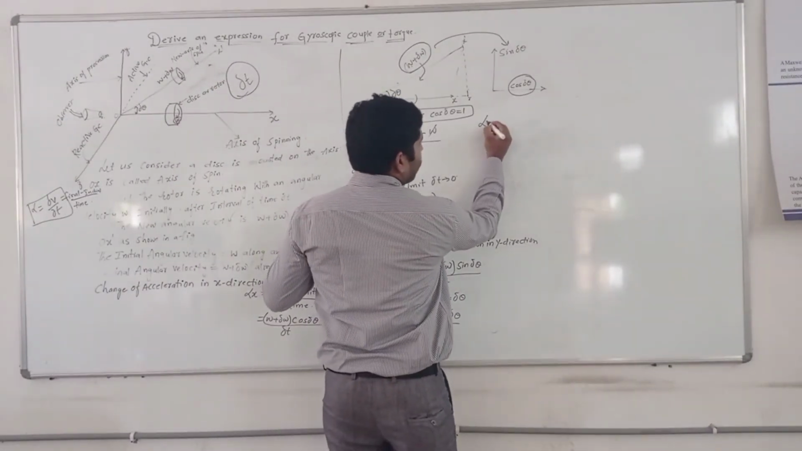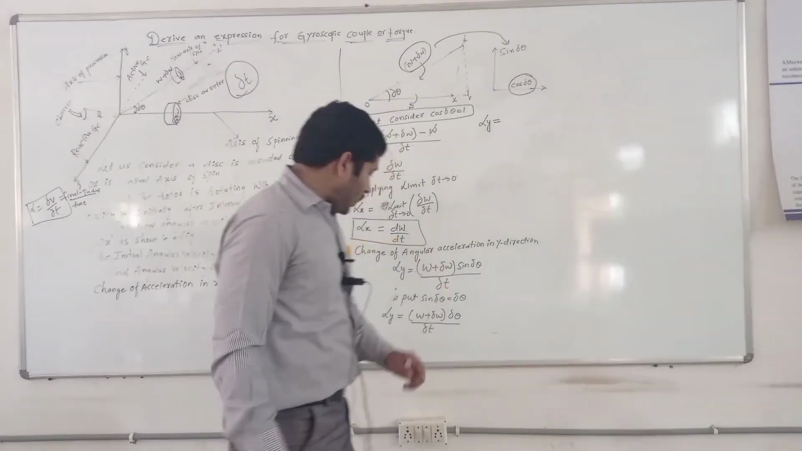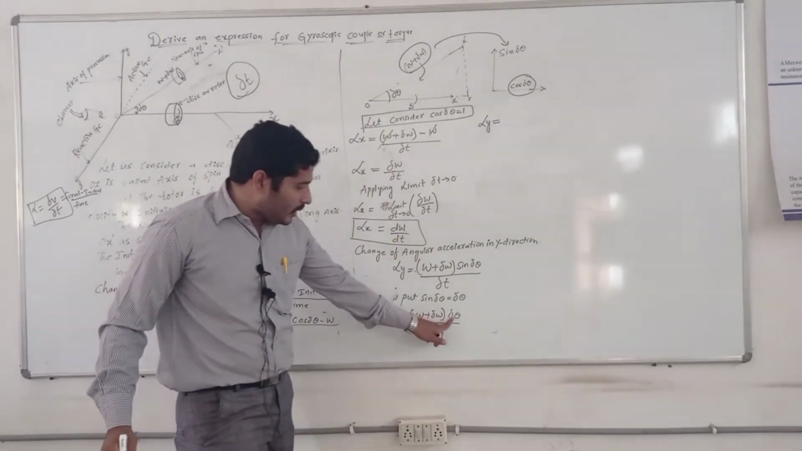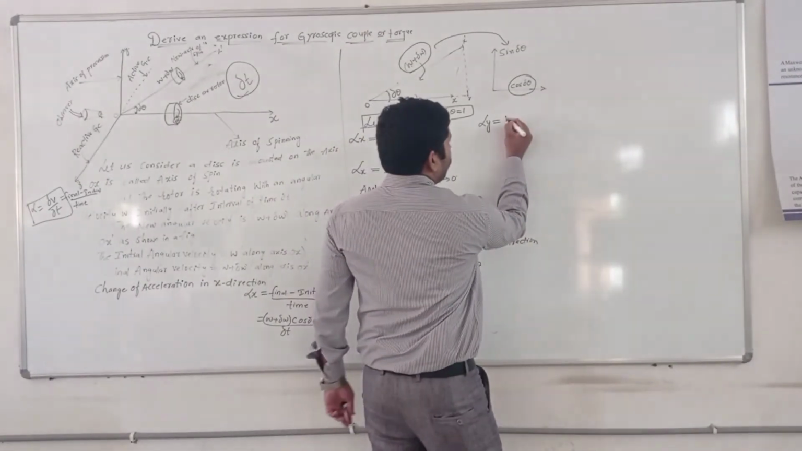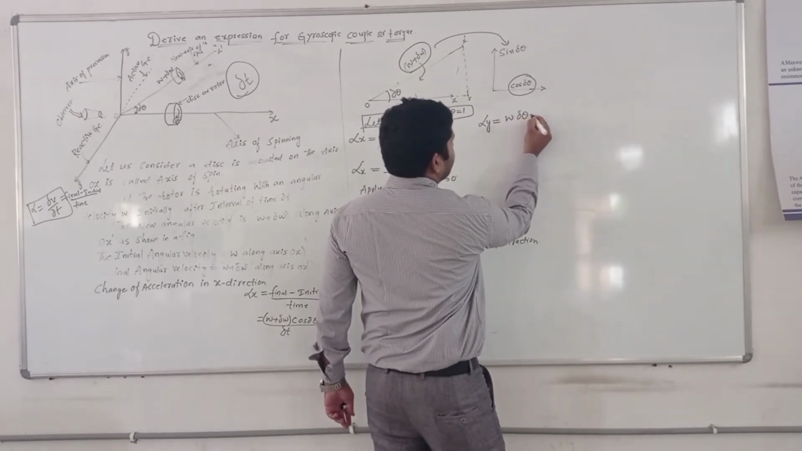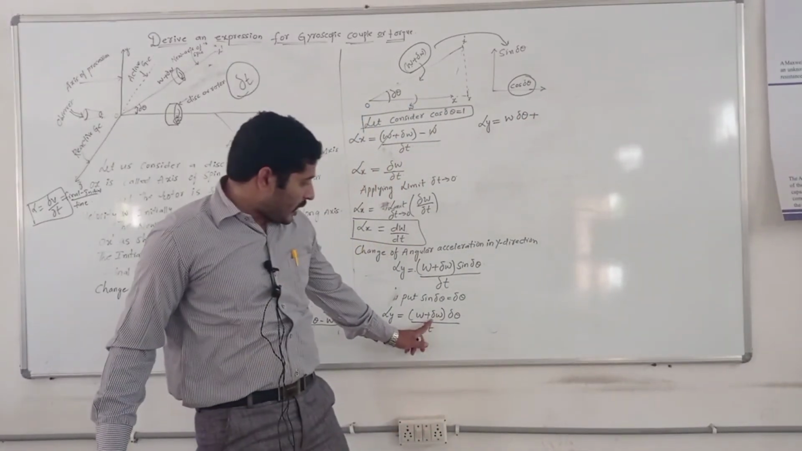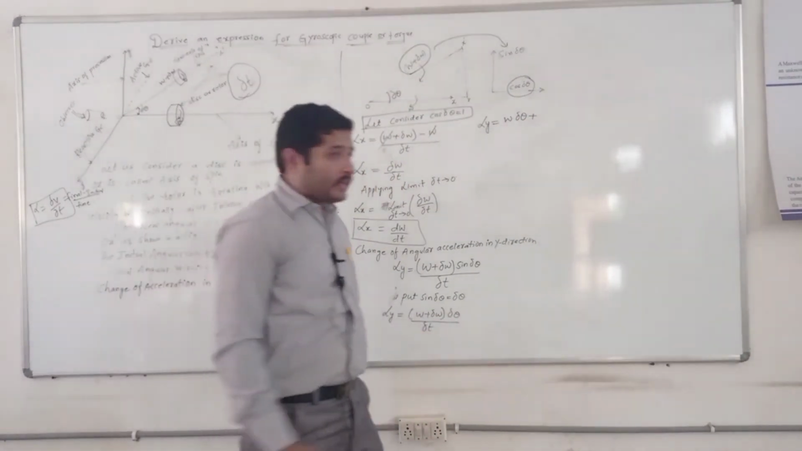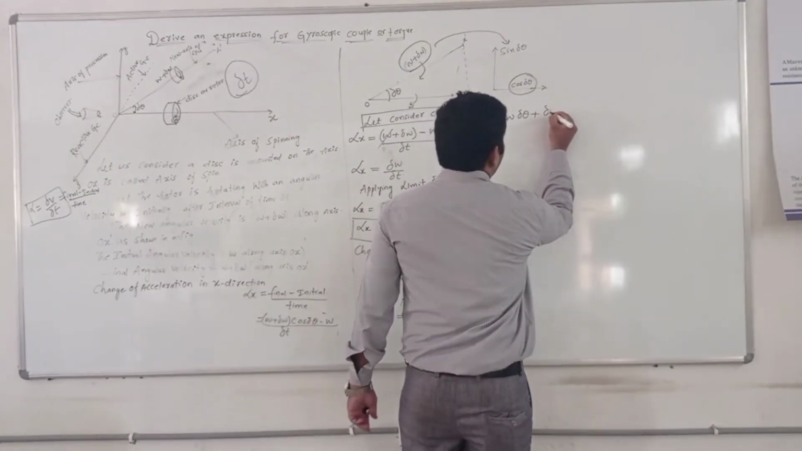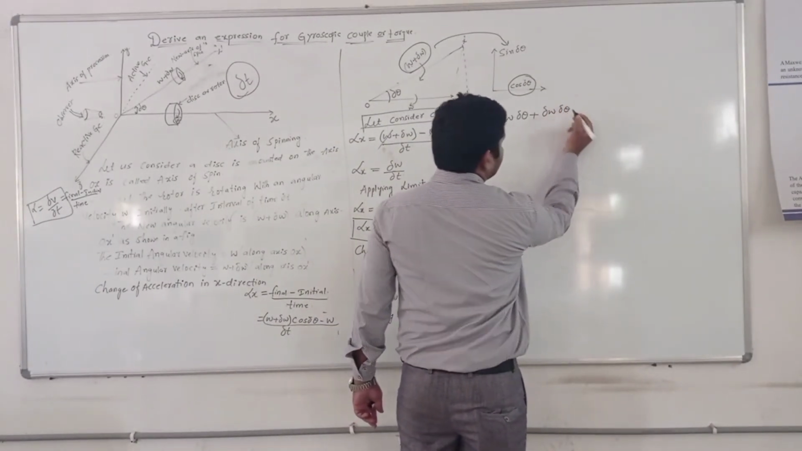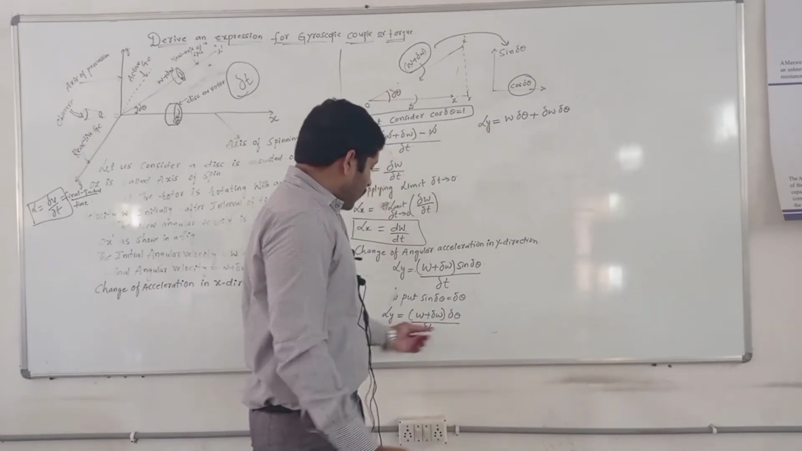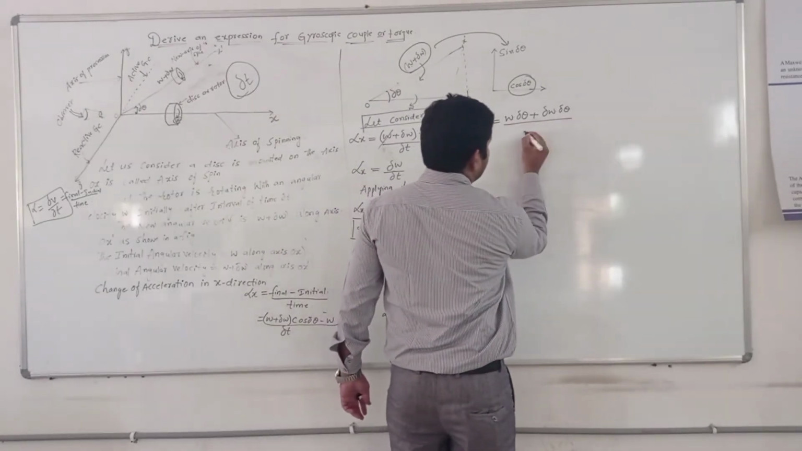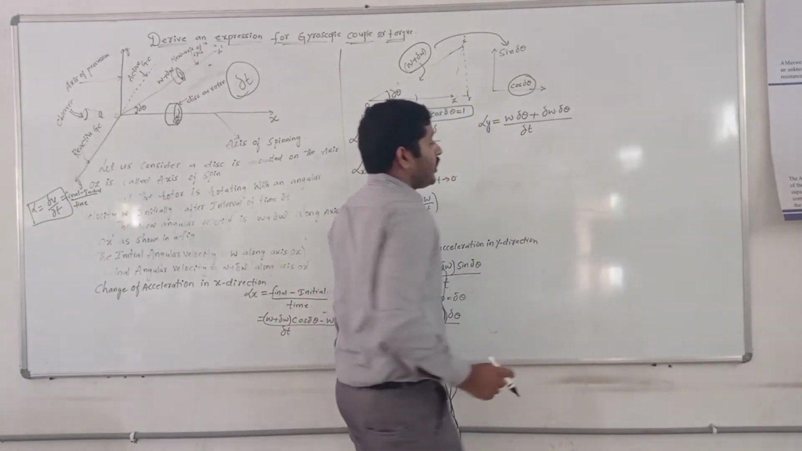So alpha y should be equal to omega into delta theta plus delta omega into delta theta, with respect to time, delta t.